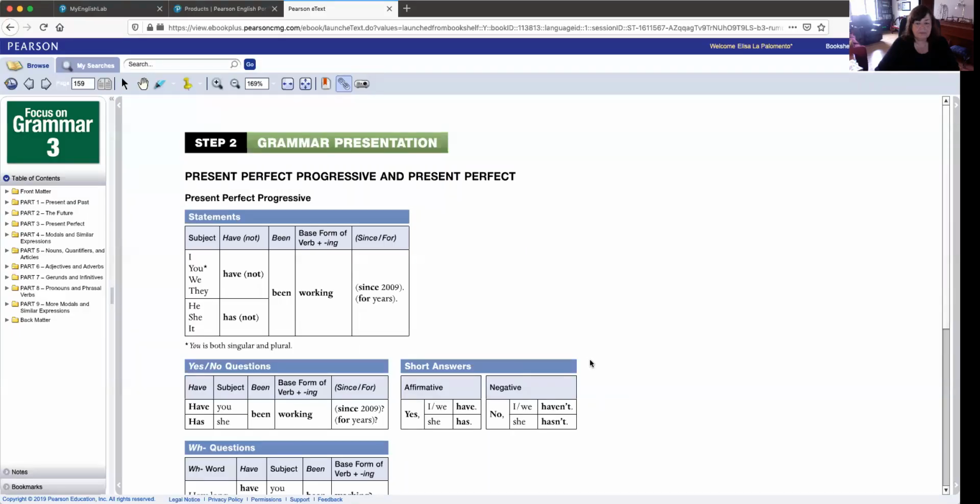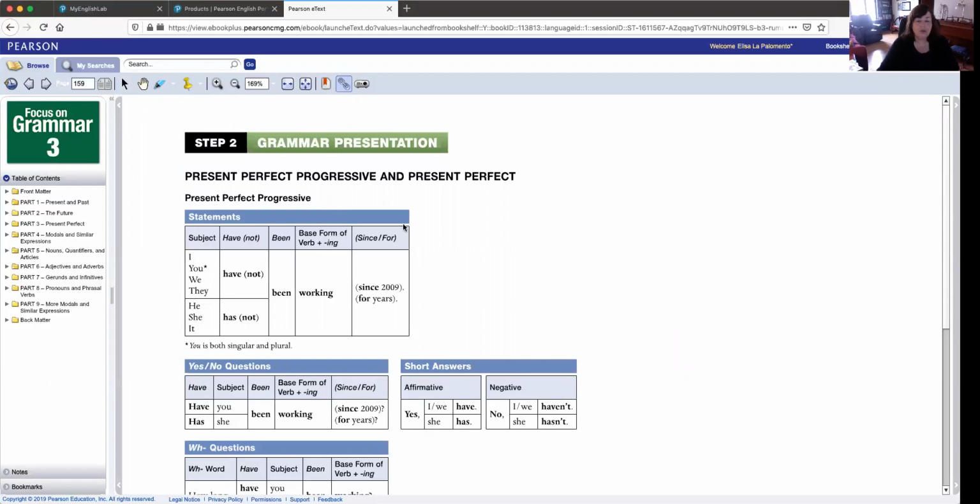But for today, we're going to start on page 159. So let me share the screen with you right now. But of course, please have your own books because this is not always clear, okay? Okay, here it is. So on page 159, this is the grammar presentation that shows you how to form the present perfect progressive tense, okay? And that is going to tell us the difference later on.